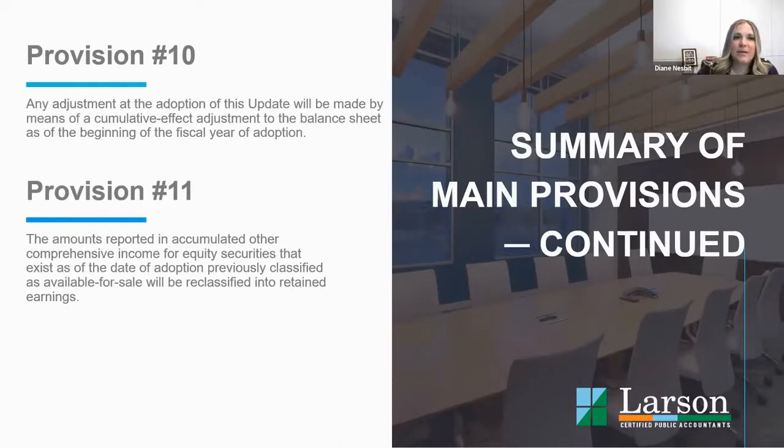All right, next up, it talks about what you do when you implement the standard. Any adjustment at the adoption of the update will be made by means of a cumulative effect adjustment to the balance sheet as of the beginning of the fiscal year of adoption. To clarify that a little further, the next item talks about amounts that were reported in accumulated other comprehensive income for equity securities that exist at the date of adoption that were previously classified as available for sale, which will be reclassified into retained earnings.